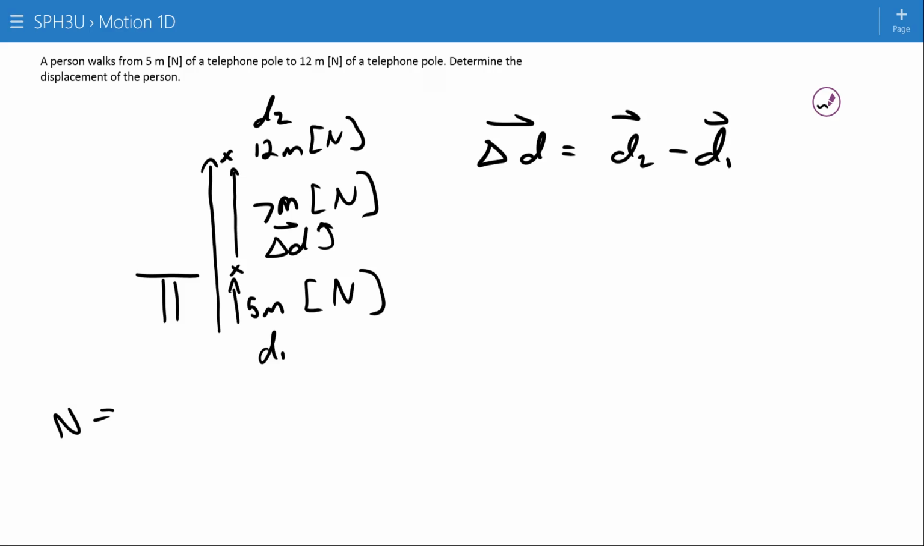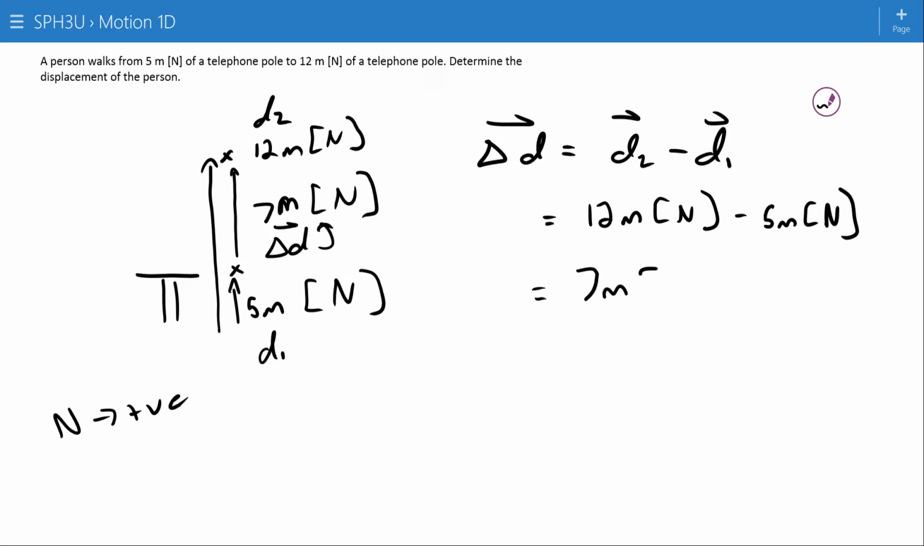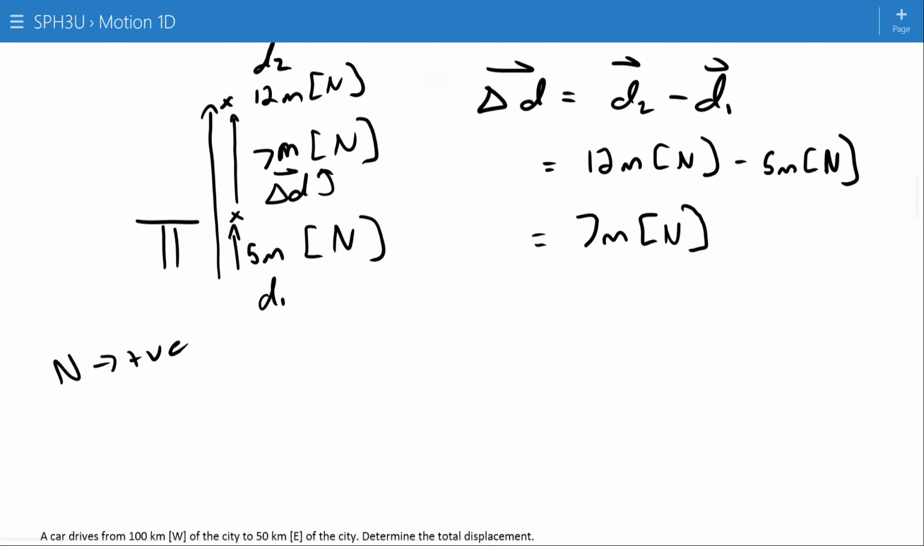I'm going to just call north positive. Everything's positive in this question. So 12 meters north minus 5 meters north. And we can see their change in position then is 7 meters north. And so the mathematics and the diagram and the common sense of the whole situation all make sense. Let's do one more of these.